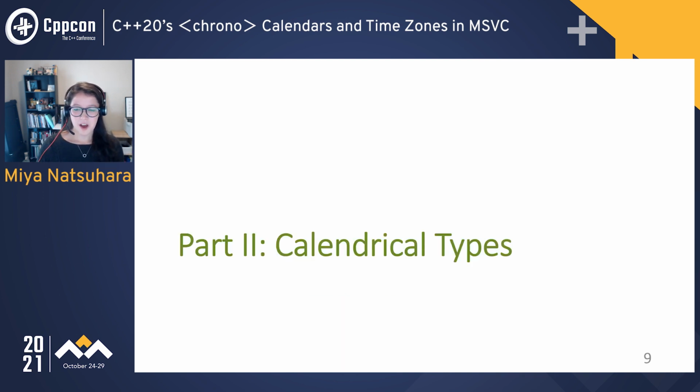Okay. On to calendrical types. This is going to be the first general piece of chrono that I want to talk about. It's a nice intro to what chrono was trying to do here, to give you an idea of all the different pieces that are introduced in C++20.